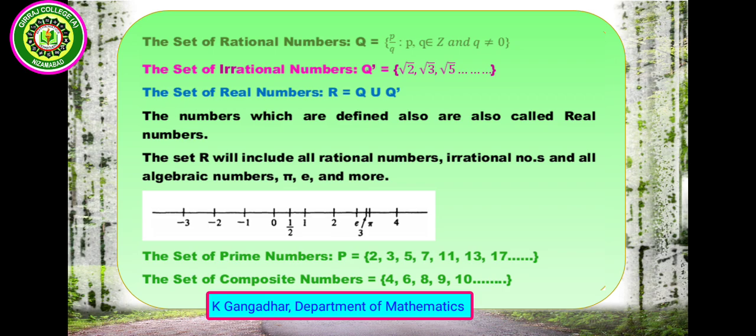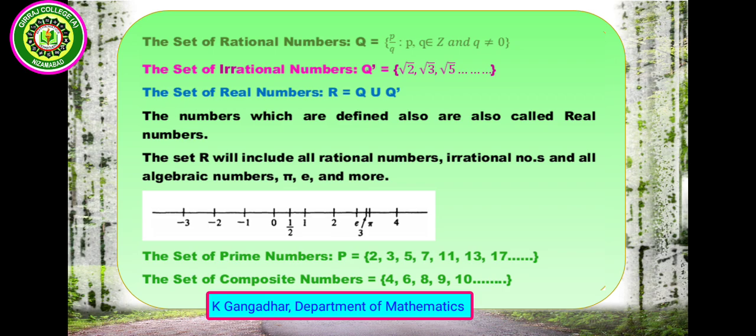Now the next number system is irrational numbers. A number which has no perfect square root is called an irrational number. Examples: root 2, root 3. Root 4 has a perfect square root, root 4 value is 2, so root 4 is not irrational. Root 5, root 6, root 7, root 8, root 10, root 11. This way we define irrational numbers.